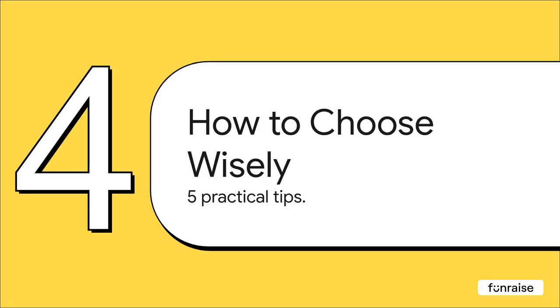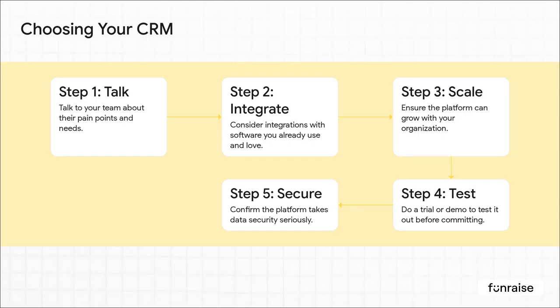Choosing a new software can feel a little overwhelming, but it doesn't have to be. Here are 5 practical steps to guide you to the perfect fit for your organization. Okay, first, talk to your team. They're the ones on the front lines. They know what's up. Second, check for integrations with the tools you already use and love. Third, think about the future. Make sure this platform can grow with you. Fourth, and I really can't stress this enough, always do a trial or a demo. And finally, step 5, double check their security. Remember, your donor's trust is your most valuable asset.